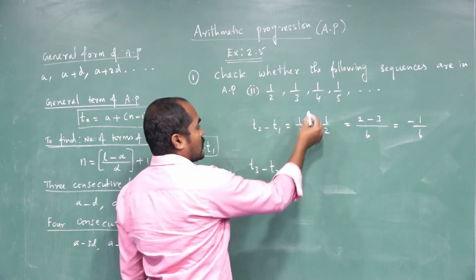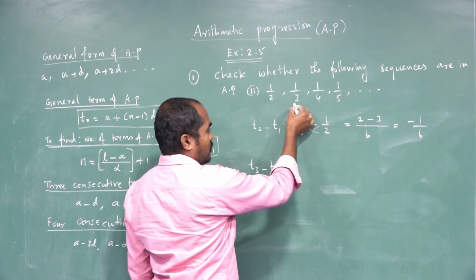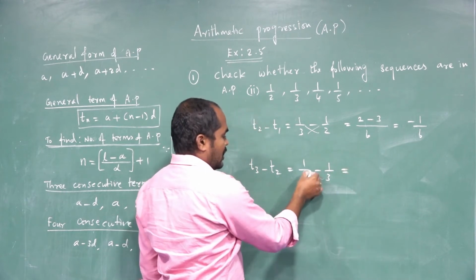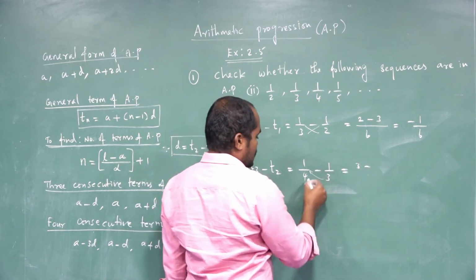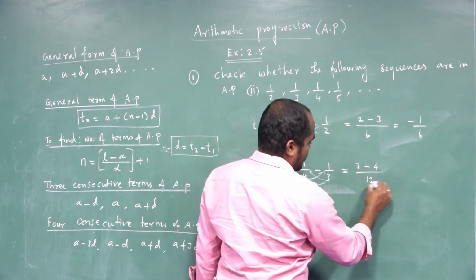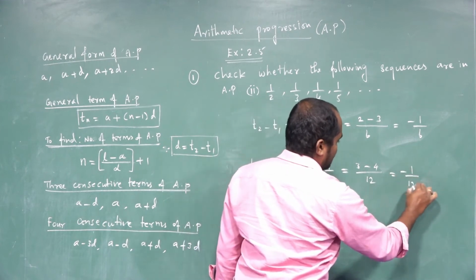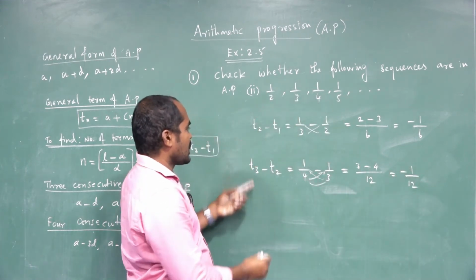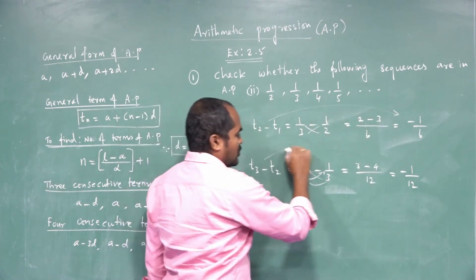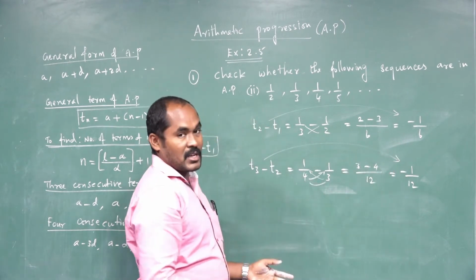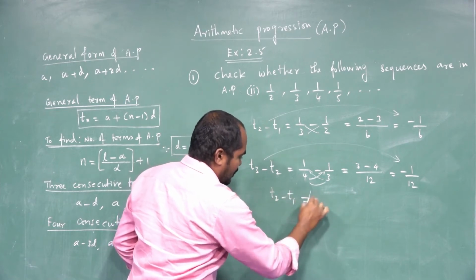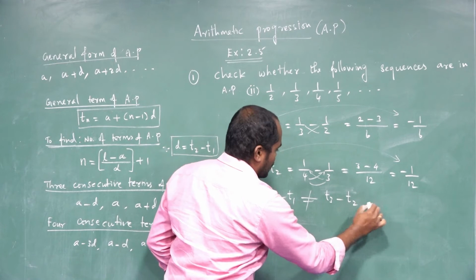So T3 minus T2. This is T3, this is T2. So 1 by 4 minus 1 by 3 is equal to 3 minus 4 by 4 threes are 12. So this is minus 1 by 12. So look at these two results. T2 minus T1 is minus 1 by 6. T3 minus T2 is minus 1 by 12. So these are not equal. So T2 minus T1 is not equal to T3 minus T2.